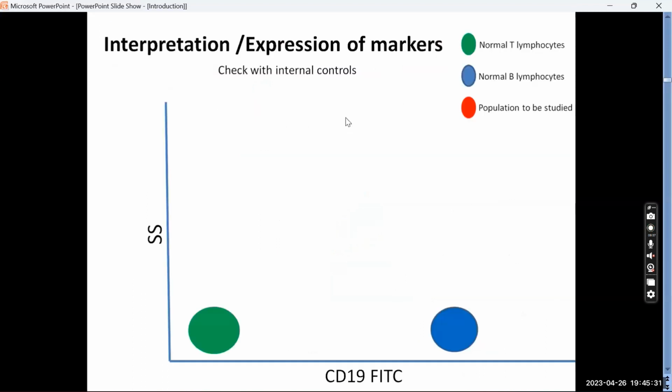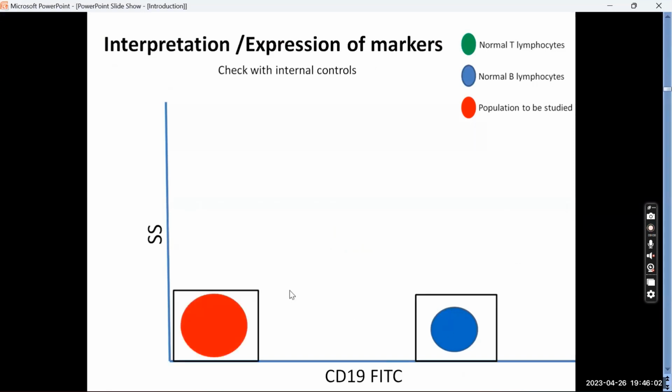Okay, and the interpretation of markers. Those who have attended the basics, I would have told you. Now, how to interpret a flow cytometry marker: you always need to interpret the markers of a target population with respect to the internal controls. For example, I have shown here a T lymphocyte population which is negative for CD19 as a negative control, and a blue color population which is positive for CD19 as a positive internal control. So we have a negative internal control and a positive internal control.